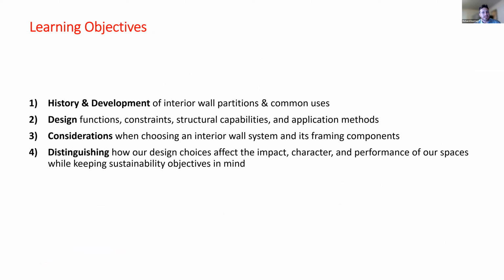So let's go over the learning objectives today. We have 4 primary learning objectives. We're going to look at the history and evolution of interior wall systems. We'll explore the categories and functions of walls and how the functional requirements create design constraints. We'll cover the variables that drive the selection of interior wall systems and their components. And we'll see how these come together in real-world applications. Lastly, we will understand the significant impact our design choices have on our spaces.